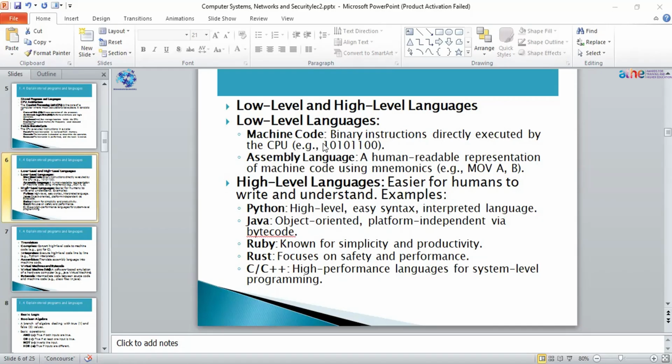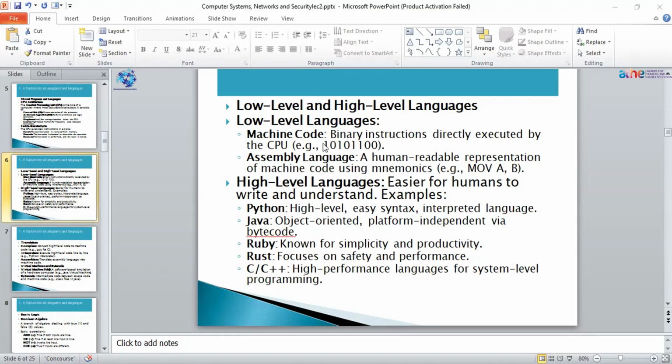In low-level languages, we have two types: machine code and assembly code. What is machine code? It is the binary instructions that are directly executed in the form of zeros and ones. Then we have assembly language, which is in a human-readable form that we call mnemonics. For example, if we want to move A to B, we use MOV A, B. That is the assembly language.